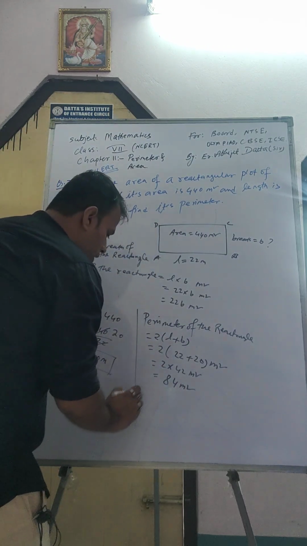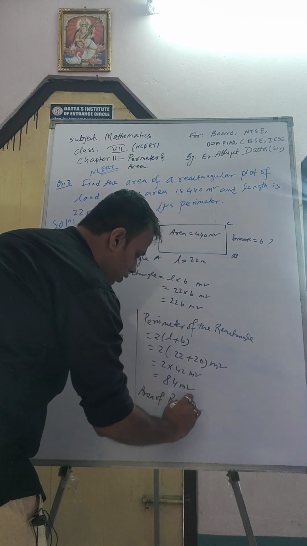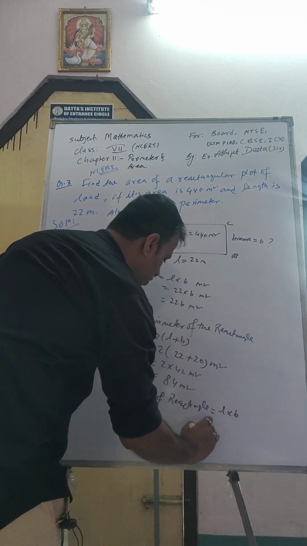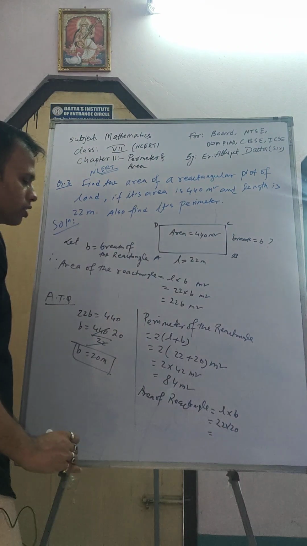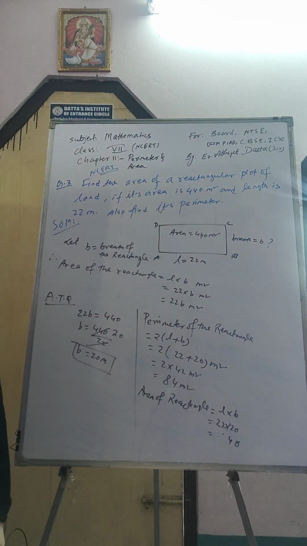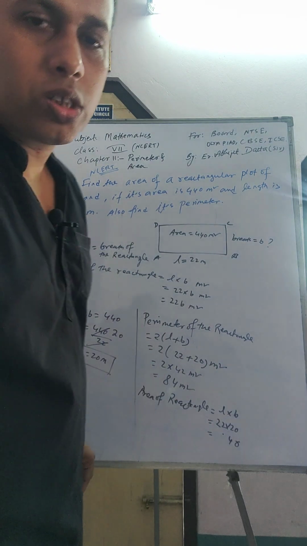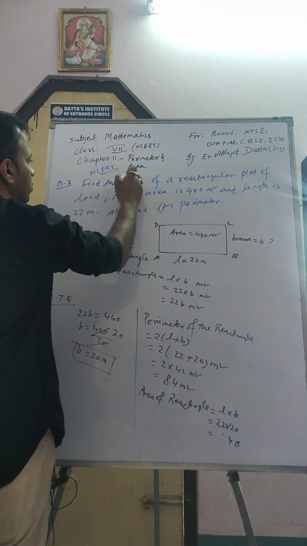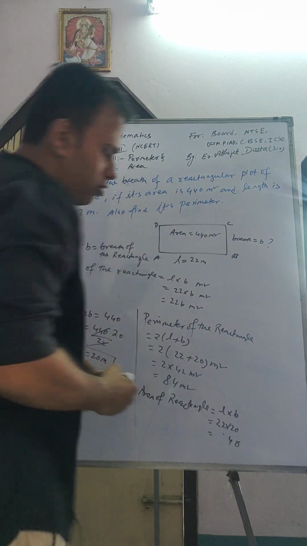Now we have to find out the area. So area of rectangle is length into breadth. Length is 22, and breadth is 20, so it will be 440. Sorry, in the question there is one mistake here. It should be the breadth of the rectangle that we find, since the area is already given.